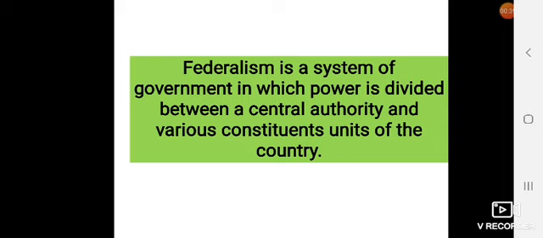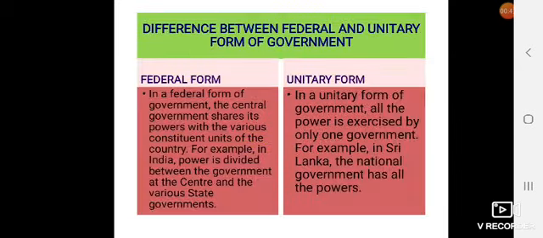When we talk about federalism, federalism is often contrasted or compared with the unitary form of government. So here in this slide, we are going to see what are the differences between the federal form of government and the unitary form of government.